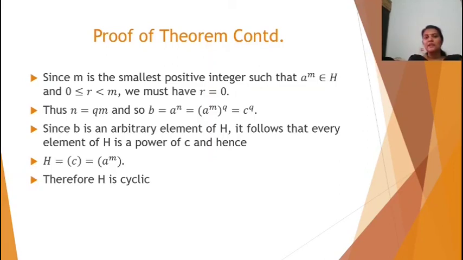We took b as an arbitrary element of h. So it follows that every element of h is a power of c and h can be written as generated by c, which is equal to generated by a raised to m. Therefore h is cyclic.